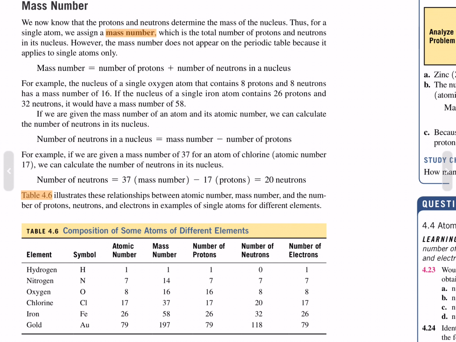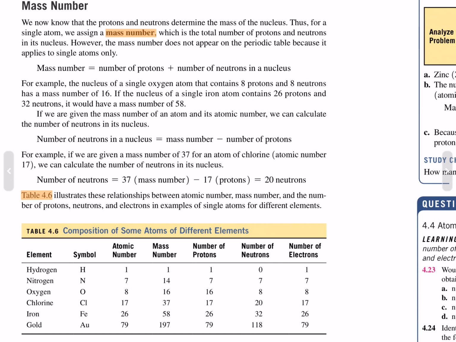from 1 to 118. We can use the atomic number to identify the number of protons in any atom of an element. For example, a lithium atom, which is atomic number 3, has 3 protons. Every lithium atom has 3 and only 3 protons. Any atom with 3 protons is always a lithium atom.